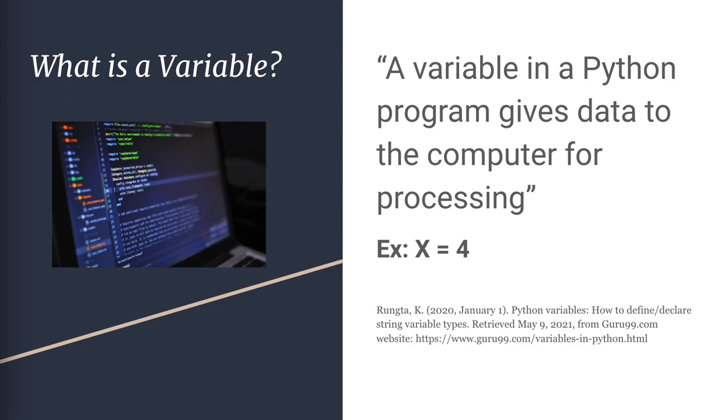For example, x plus x would equate to 8. Alternatively, print x would command the computer to print the number 4. A code can have multiple variables within it. A second variable in this case might be y equals 3.